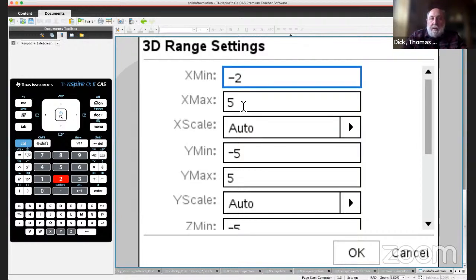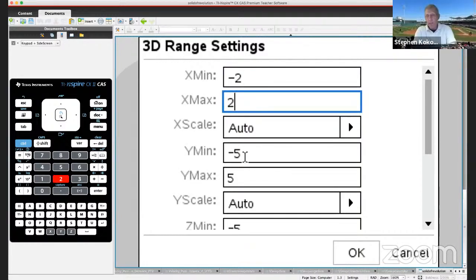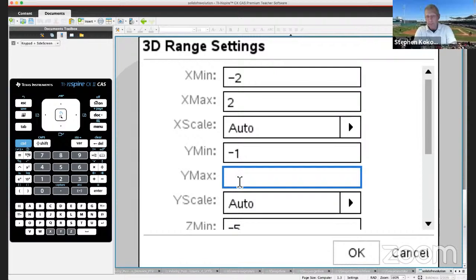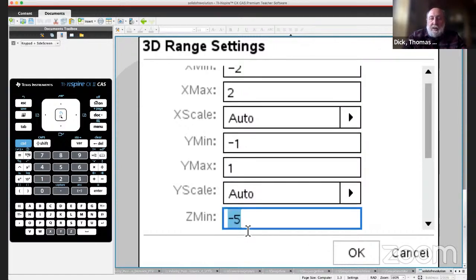And while you're doing this, Tom, is the default here usually -5 to 5? I think so. That is the default. -5 to 5 in all 3 directions, X, Y, and Z. So it gives kind of a cubical box here. All right, let me make my Z also -1 to 1. Yep, that should work.